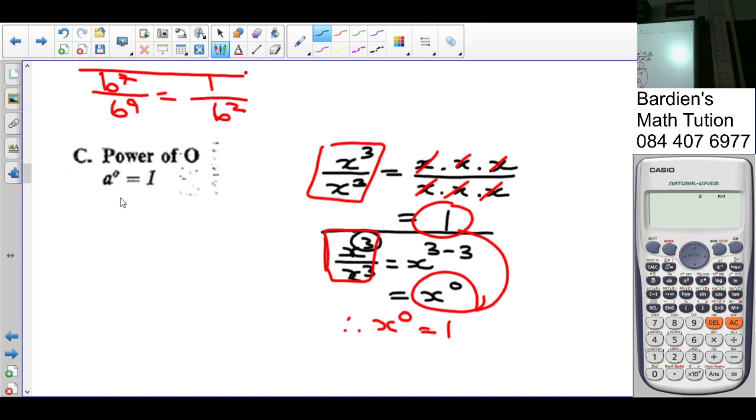So we're saying anything to the power 0 is 1. So what is 2 to the 0? 1. That's all. What is x to the 0? 1. What is 2x to the 0?